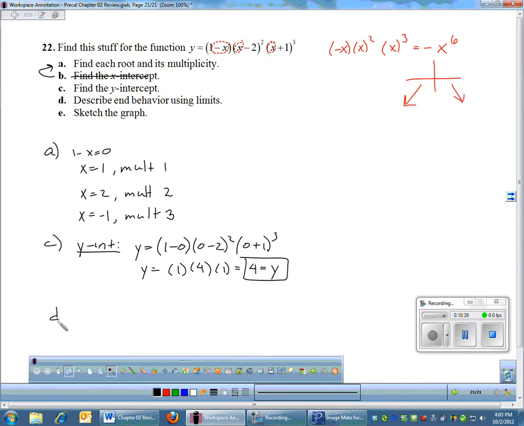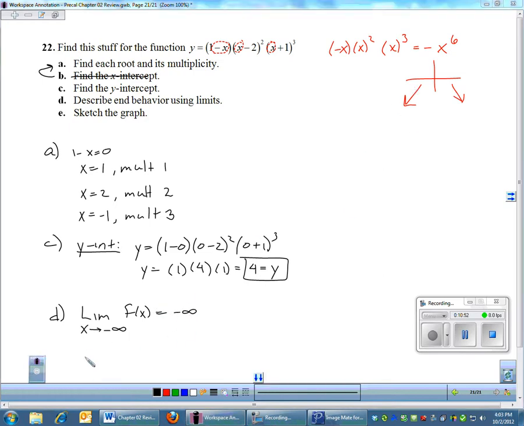So in terms of limits, that would be the limit as x approaches negative infinity. If I go to the left, my function's going down. So my function approaches negative infinity. And my right end, the limit as x approaches infinity of f of x is infinity.